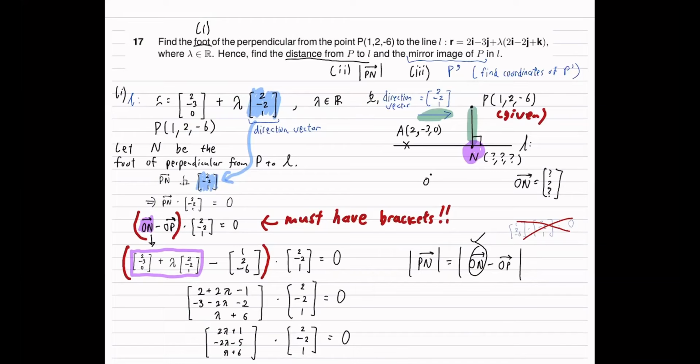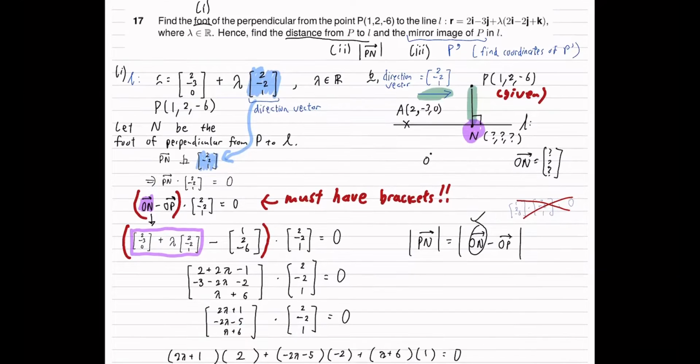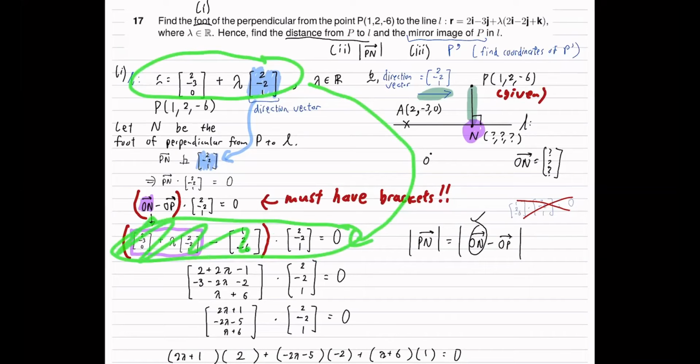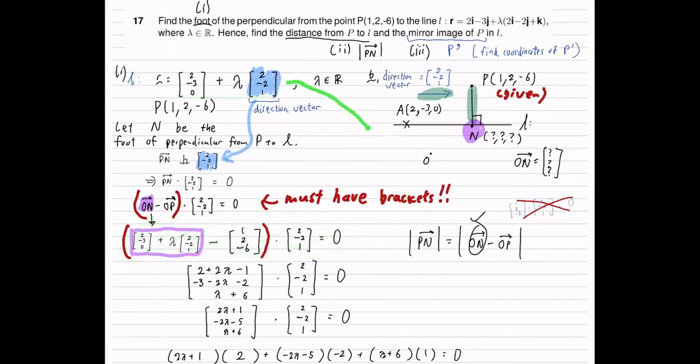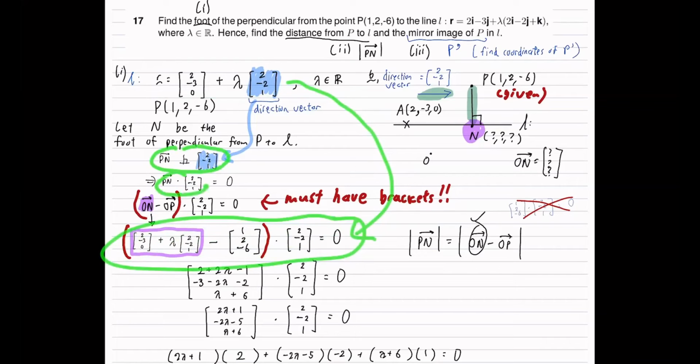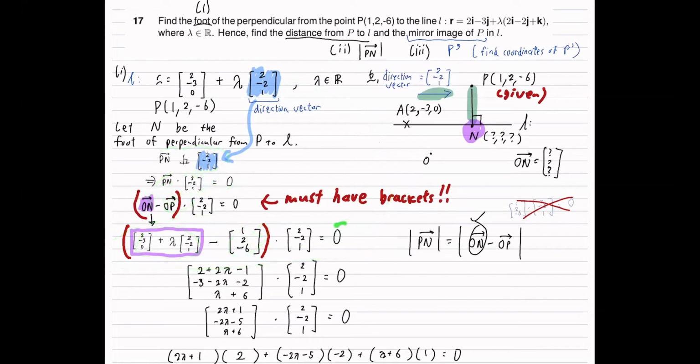In your answer key, sometimes they won't even write down the equation of the line. They'll just jump straight to this line, so you don't get confused. I hope you know how to read the answer key. They'll start from here. They won't slowly explain that perpendicular means dot product equals 0, then split it into ON minus OP, then substitute ON, substitute OP, blah, blah, blah. They just start right from here with the bracket. I hope you understand. Watch the video again if you don't understand. Yeah. What else?